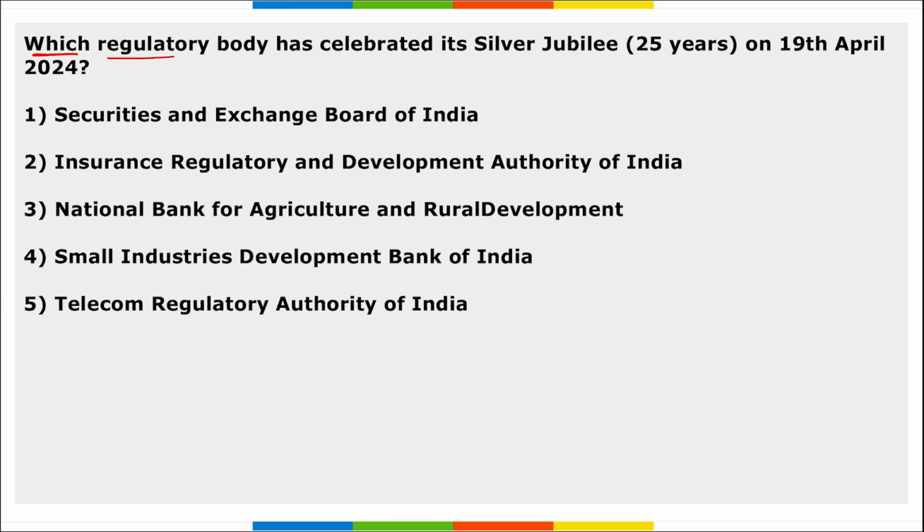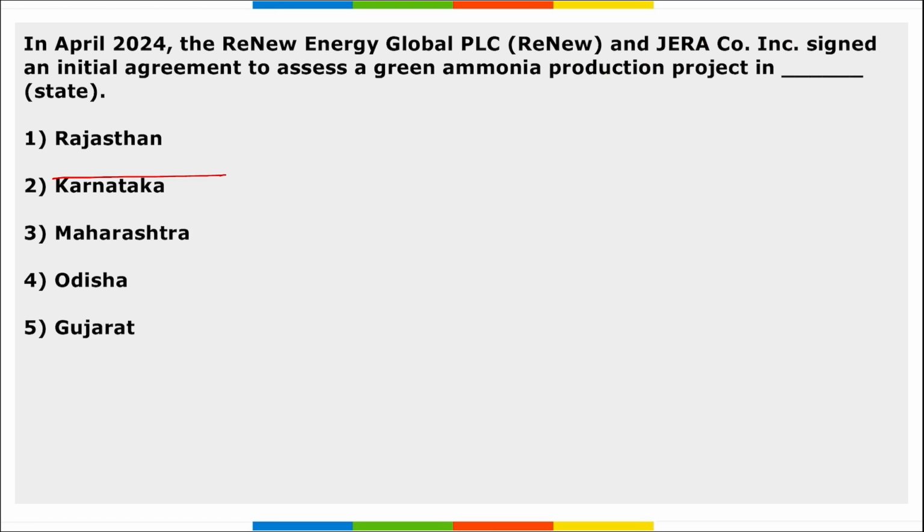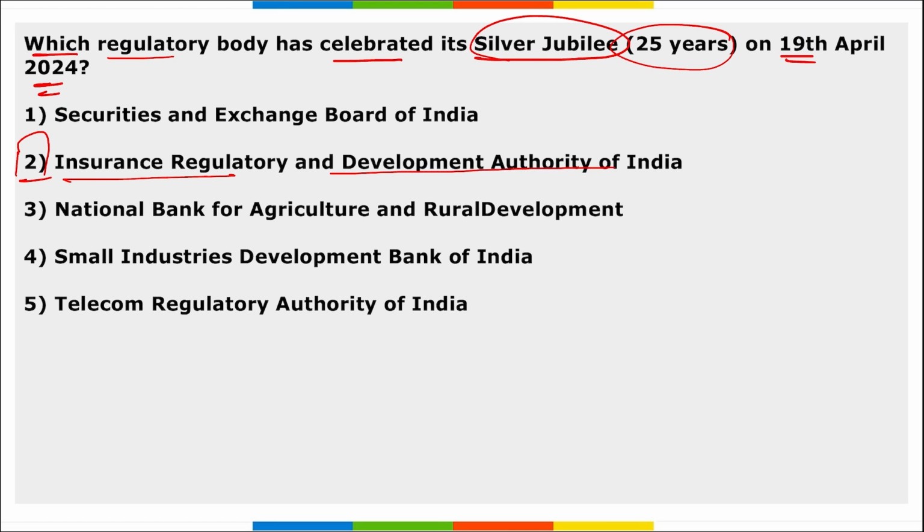Next, which regulatory body has celebrated its silver jubilee, that is 25 years, on 19th of April 2024? It is IRDAI, Insurance Regulatory and Development Authority of India. They celebrated their 25 years on 19th of April 2024.